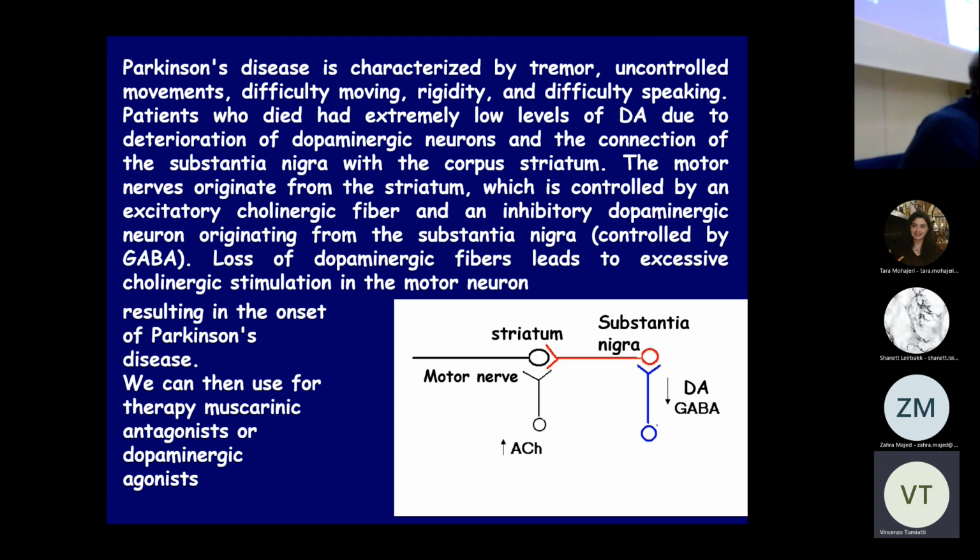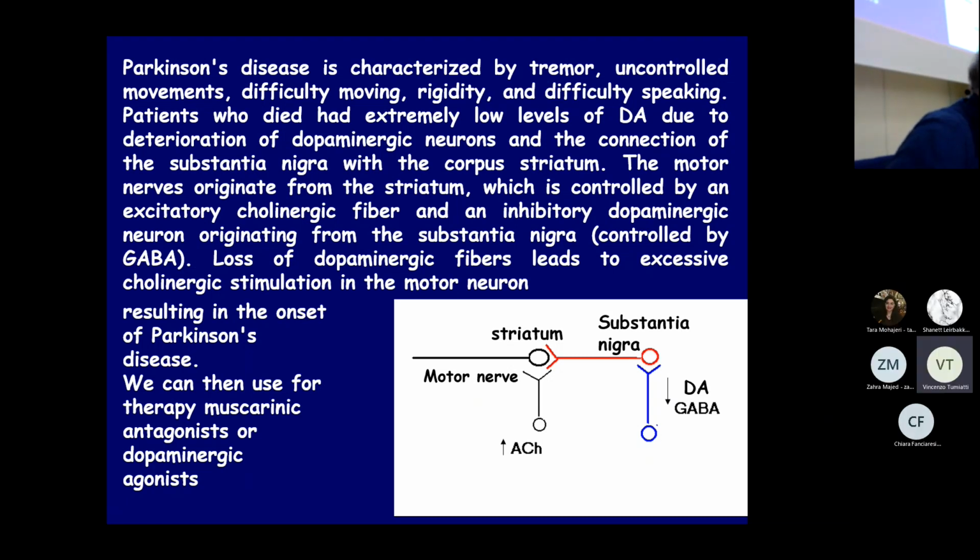For the moment, these are the only two strategies, because you can imagine, if it were possible, we would have to restore the dopamine neurons inside the substantia nigra, but at the moment it is not possible.